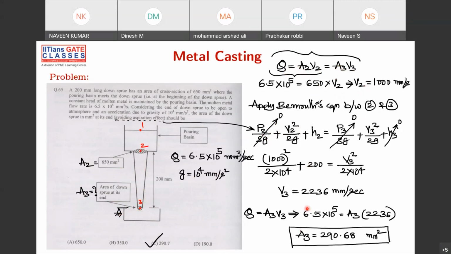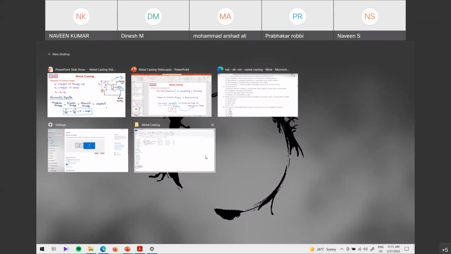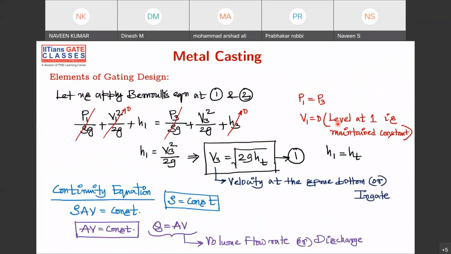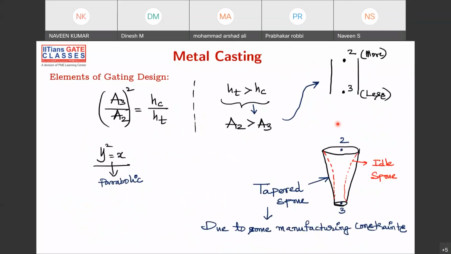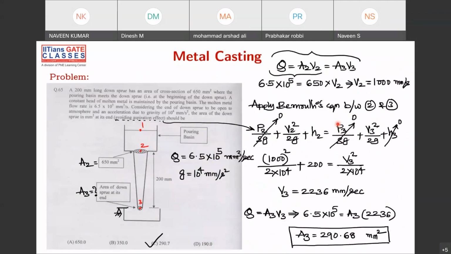This kind of complicated thing he will not be asking in the exam, but he'll be asking some very simple questions. Please remember, he might ask what the shape of this sprue is, or whether the diameter at the top of the sprue should be greater than the diameter at the end, or equal, or less than, or none of the above. He'll be asking simple conceptual questions like that. Now, the runner. Before going into the runner, let's solve some questions.